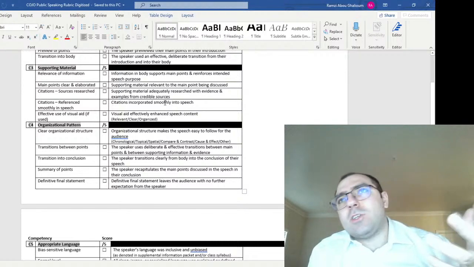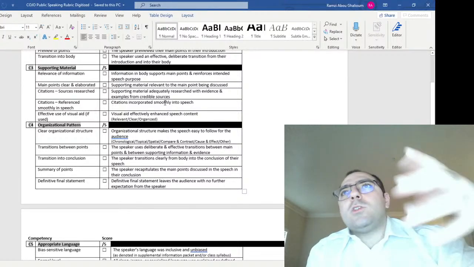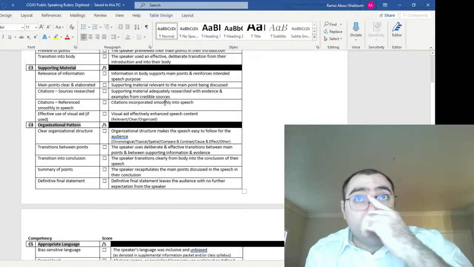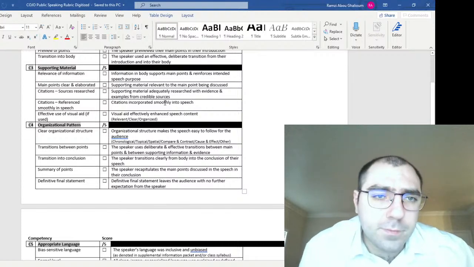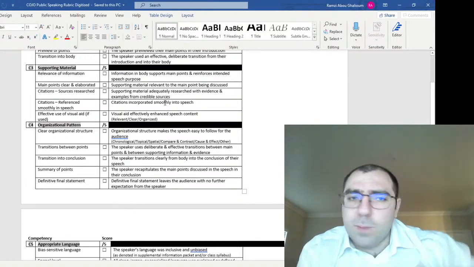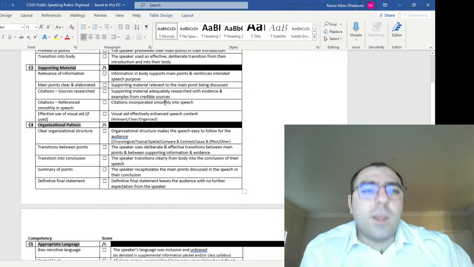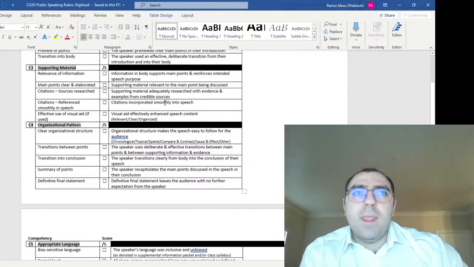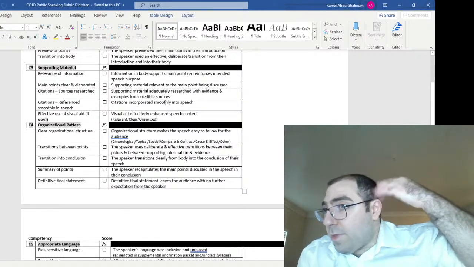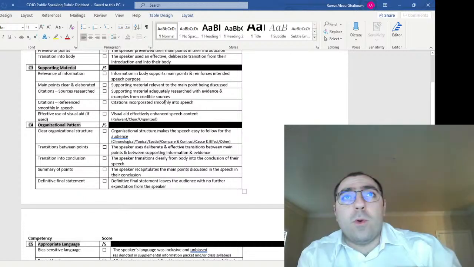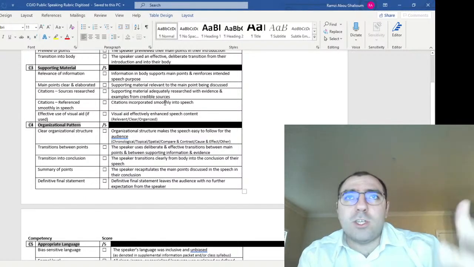But organizational structure is, does your speech have a structure to it, or is it all loosey-goosey, okay? Transitions between points, transitions into conclusion, already talked about that, like I said. Summary of points in your conclusion, you can think about it as the opposite of your preview of points, even though it gives the same information.